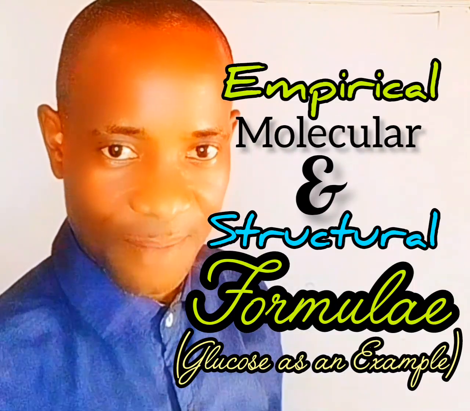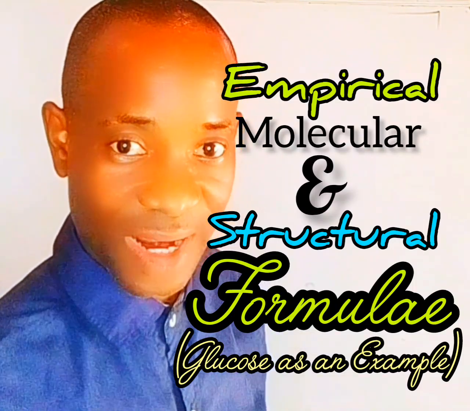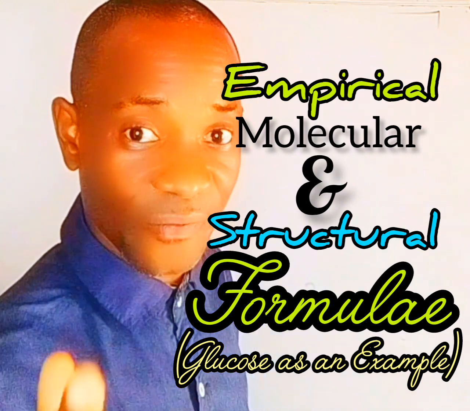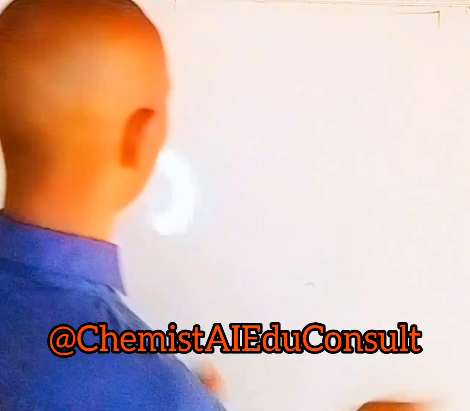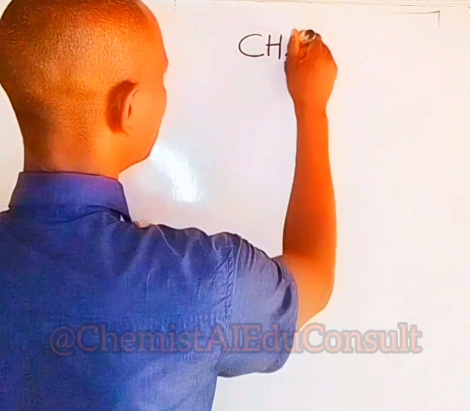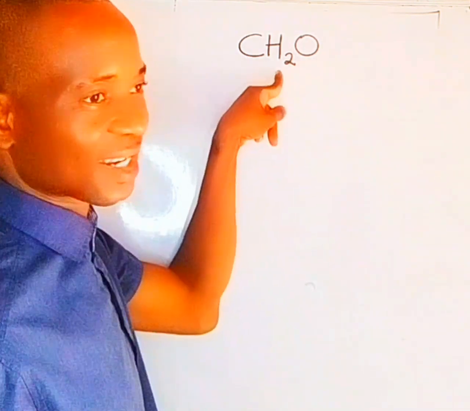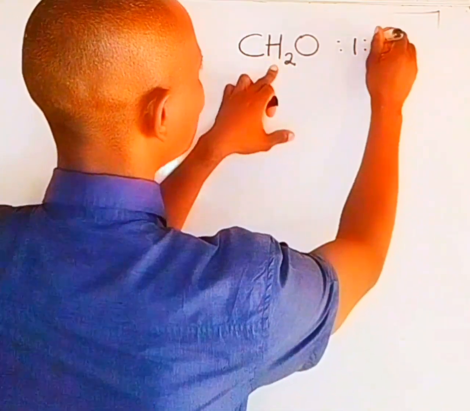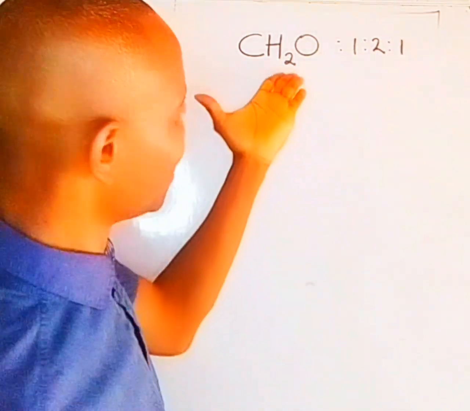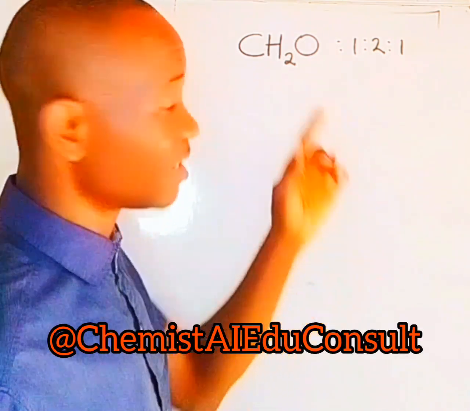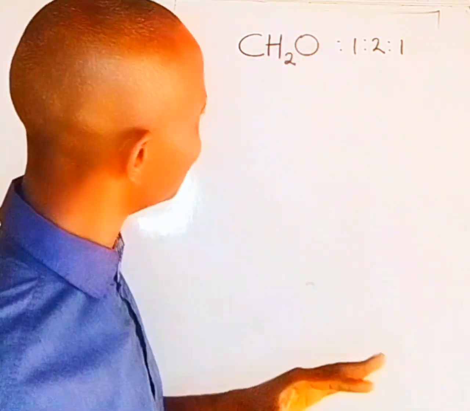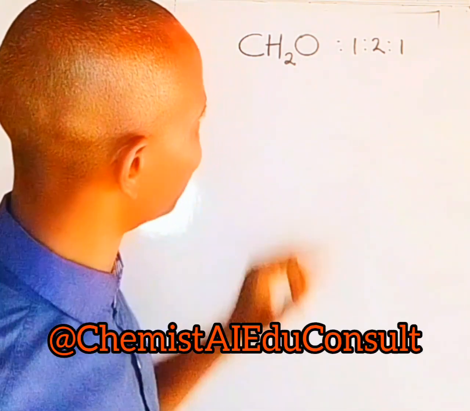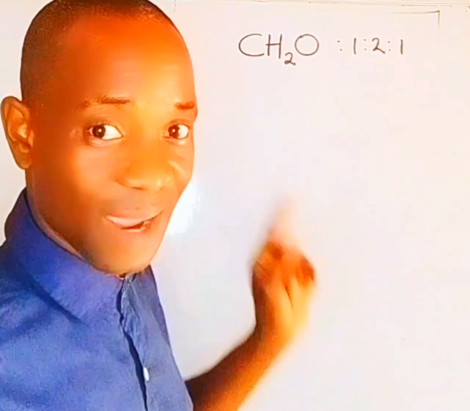Using glucose as an example, I can differentiate between empirical formula, molecular formula, and structural formula. The empirical formula of glucose defines glucose as a carbohydrate because it is CH2O, carbon with water, carbohydrate, with the ratio of carbon being 1 to hydrogen, which is 2, to oxygen, which is 1. So this is the empirical formula for glucose because the three elements exist in the simplest ratio, 1:2:1.